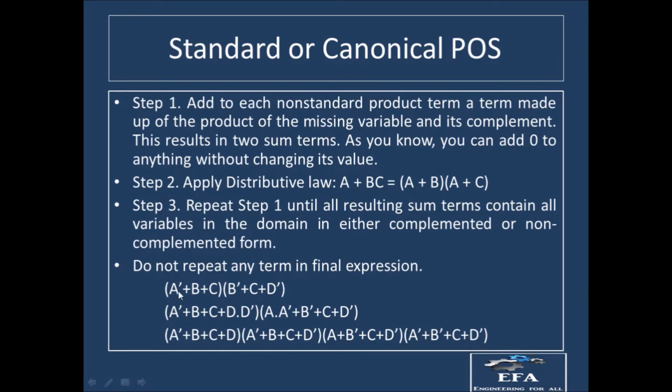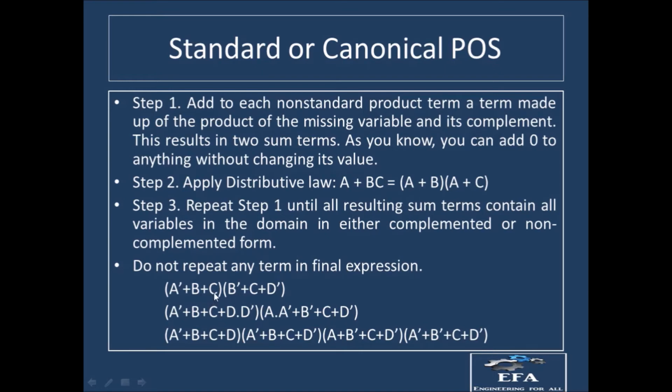So let us say we are having this example over here. We are having A bar plus B plus C, right? And we are having the product with B bar plus C plus D bar, right? So in this complete expression, how many variables are we having? Again we are having 4 variables, A, B, C and D. In the first term we can see that D is missing, and in the second term we can see that A is missing. So we have to add D to the first term and A to the second term.